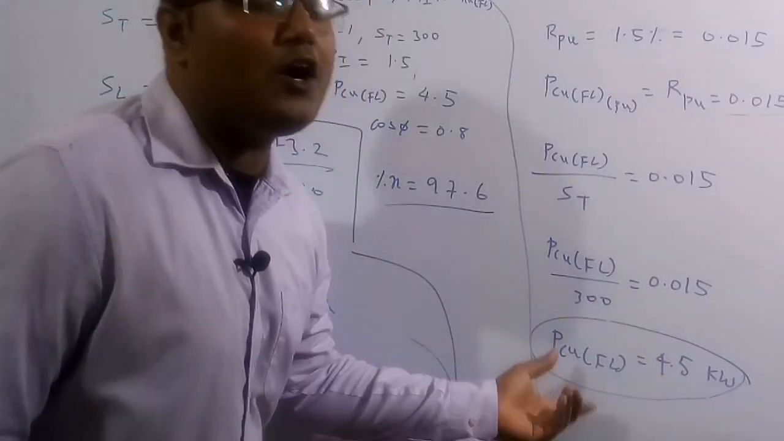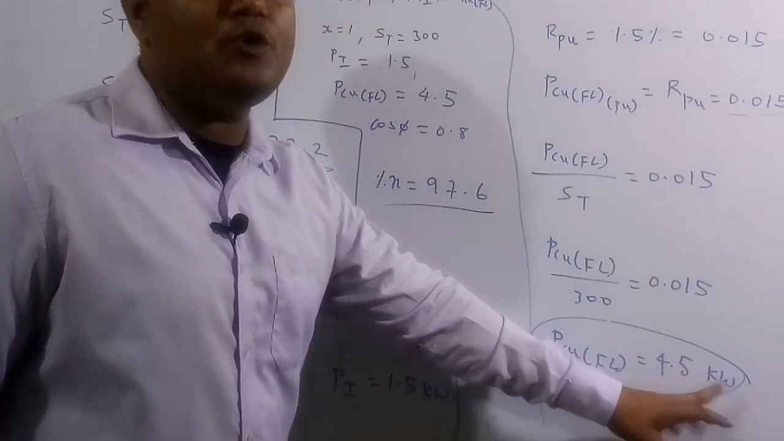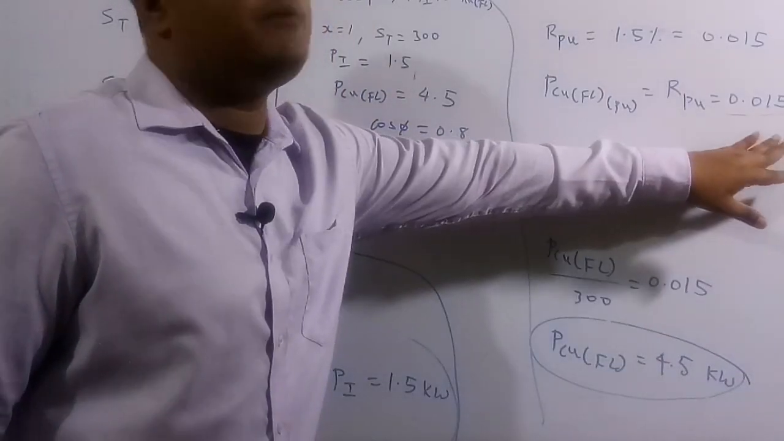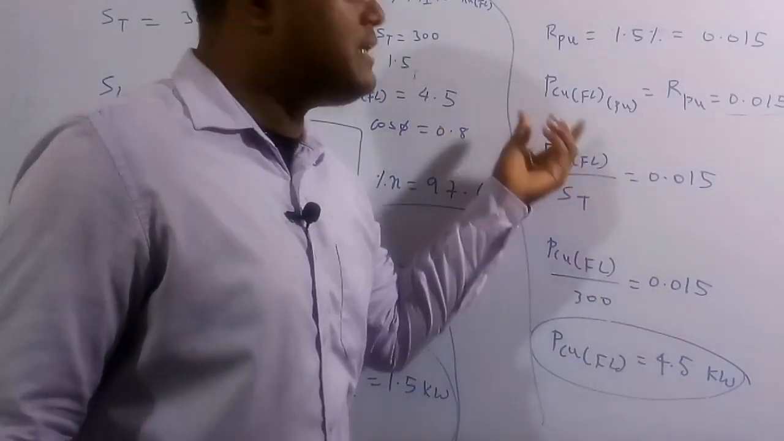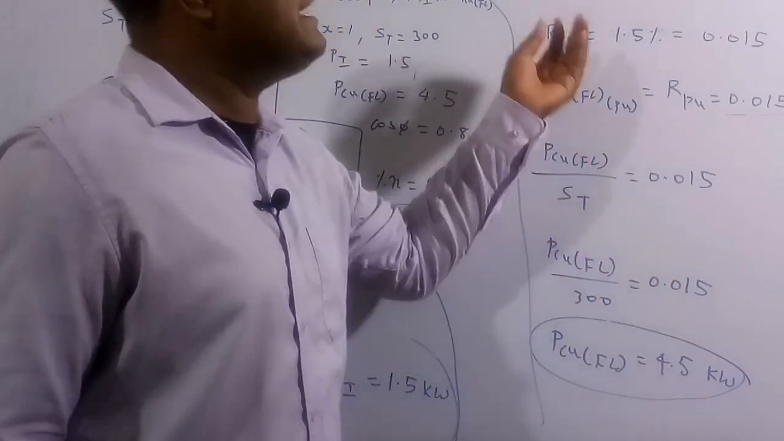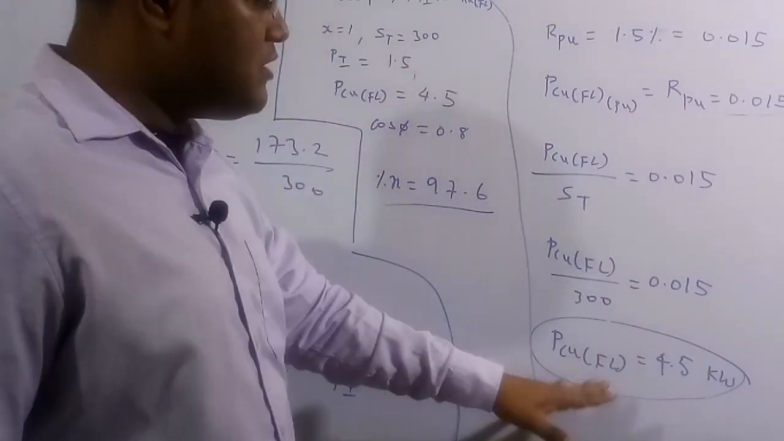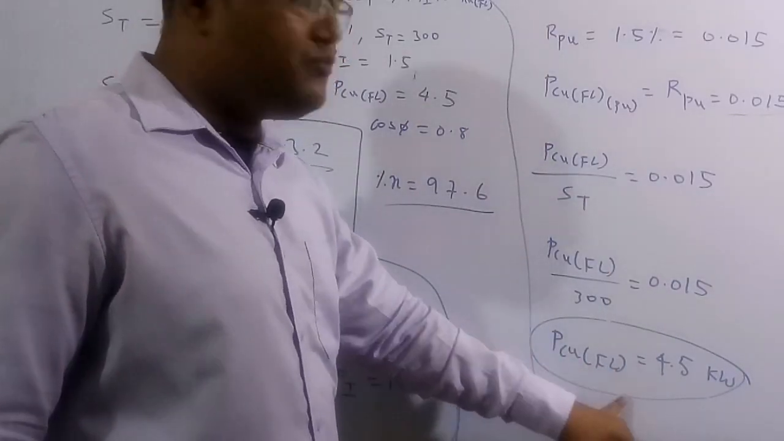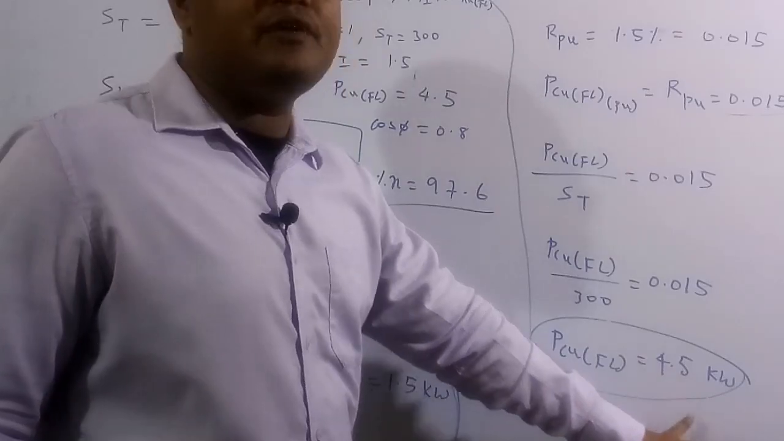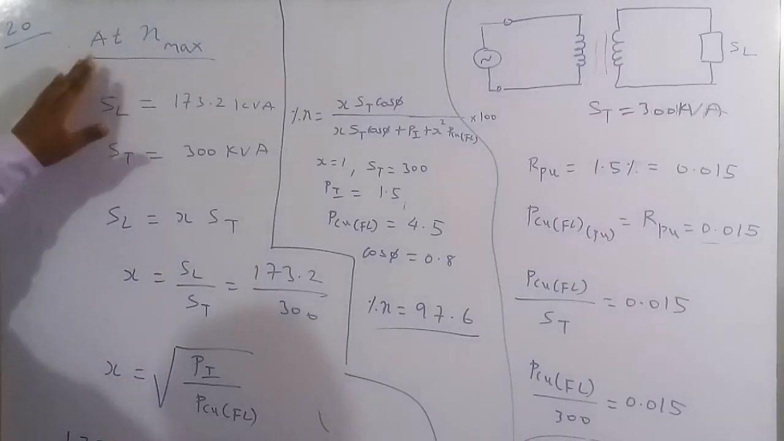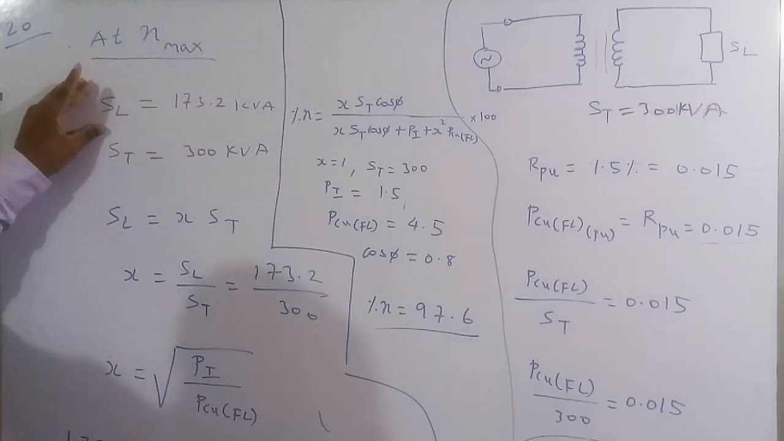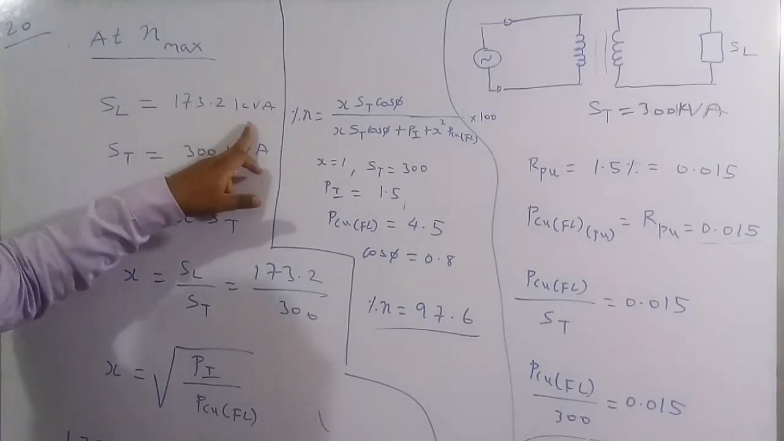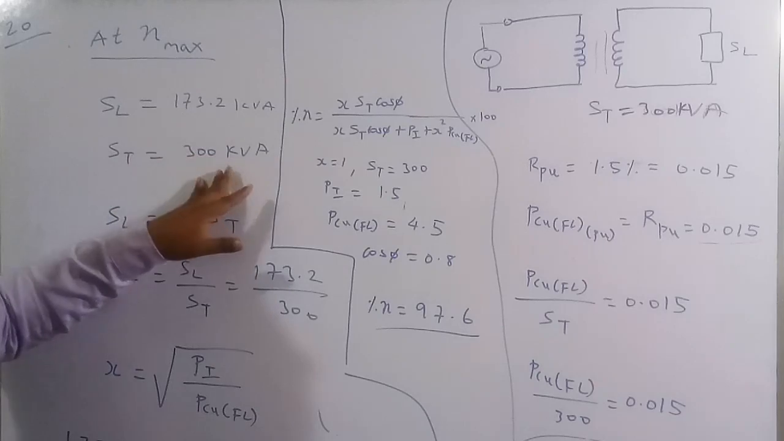So this is the full load copper loss, which is 4.5 kilowatt in actual value, but this is the per unit value. In order to convert per unit to actual, we know per unit is nothing but actual by base value, and the base value is the rating of the transformer itself. Based on this we have found the copper loss at full load in actual value, which is 4.5 kilowatt. In the question they also gave that at maximum efficiency the load you are going to connect is 173.2 kVA and the rating of the transformer is 300 kVA.